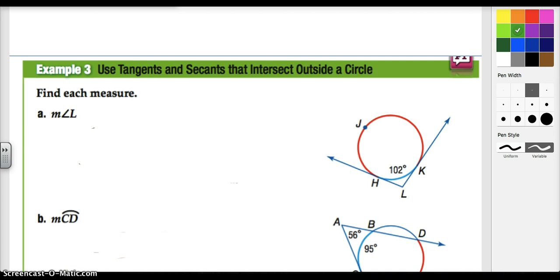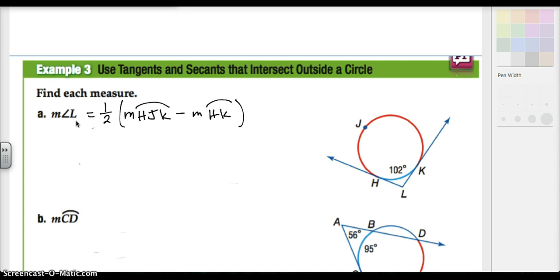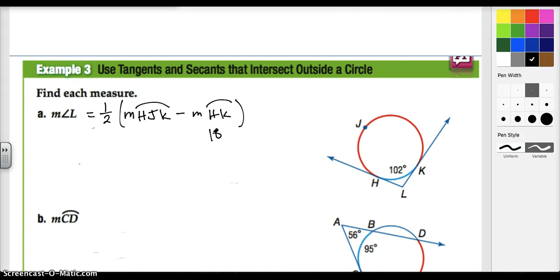We know that the measure of angle L is equal to 1/2 the measure of arc HJK minus the measure of arc HK, right? So this guy minus this guy cut in half is what we're going to do. If I know that this one, HK, is 102, then I should be able to calculate with relative ease the measure of the other one. So this one is going to be 360 minus 102, which is 258. So 258 minus 102, then I'm going to divide that in half.